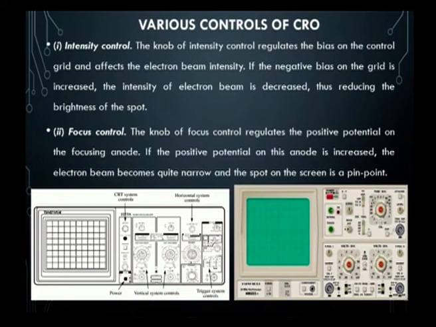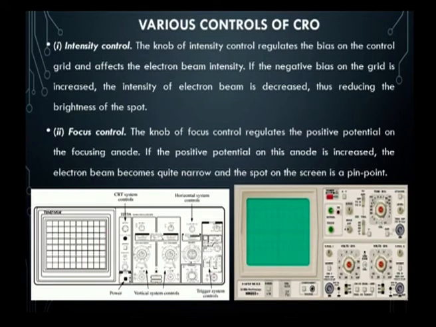And also the focus control. The knob of focus control regulates the positive potential on the focusing anode. As I said, there is a focusing anode which helps in controlling the focus. If the positive potential on this anode is increased, the electron beam becomes quite narrow and the spot on the screen is a pinpoint. The focusing anode is always kept at a positive potential, so if it is increased, we get a pinpoint spot on the screen.